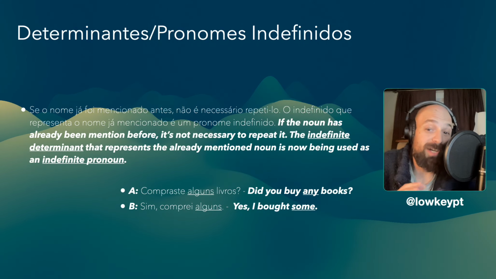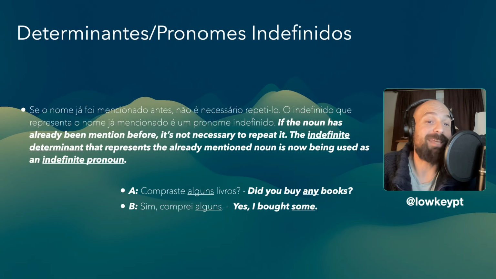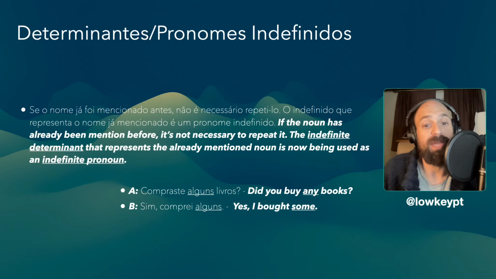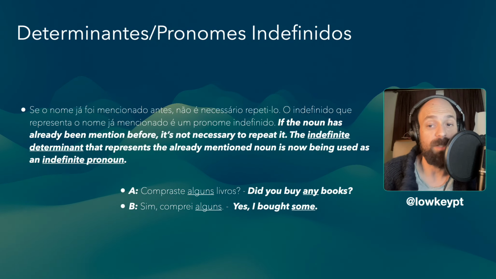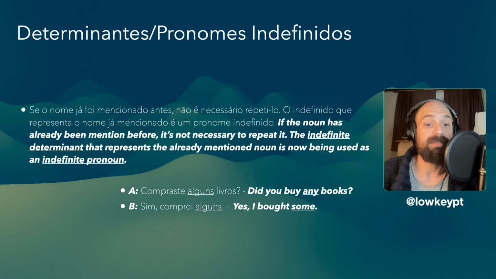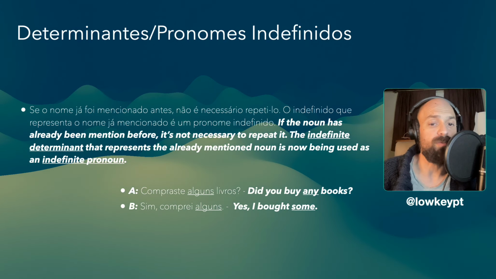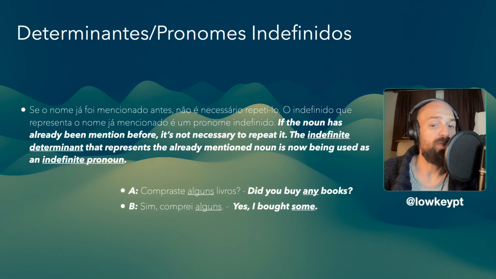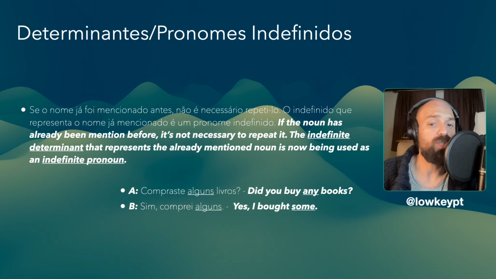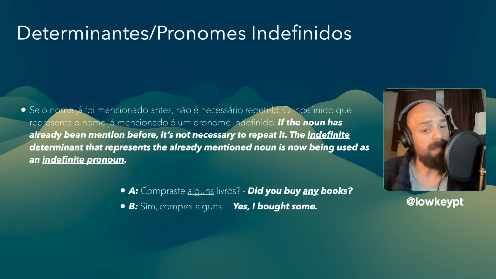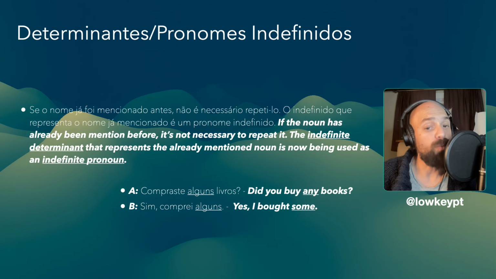And now this is where it transforms into an indefinite pronoun. The example that we have here is this dialogue between A and B. A says, "Compraste alguns livros?" And that translates directly to, did you buy any books? So, alguns, any books. And then B, "Sim, comprei alguns."